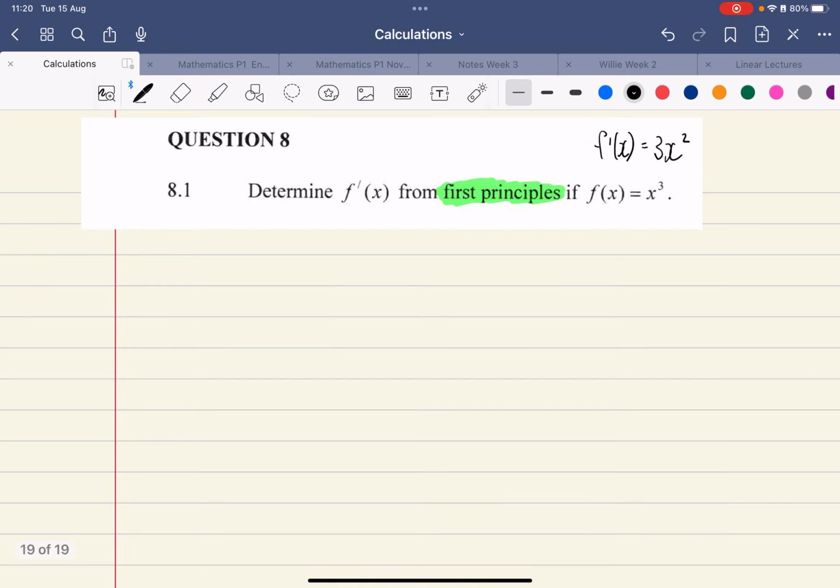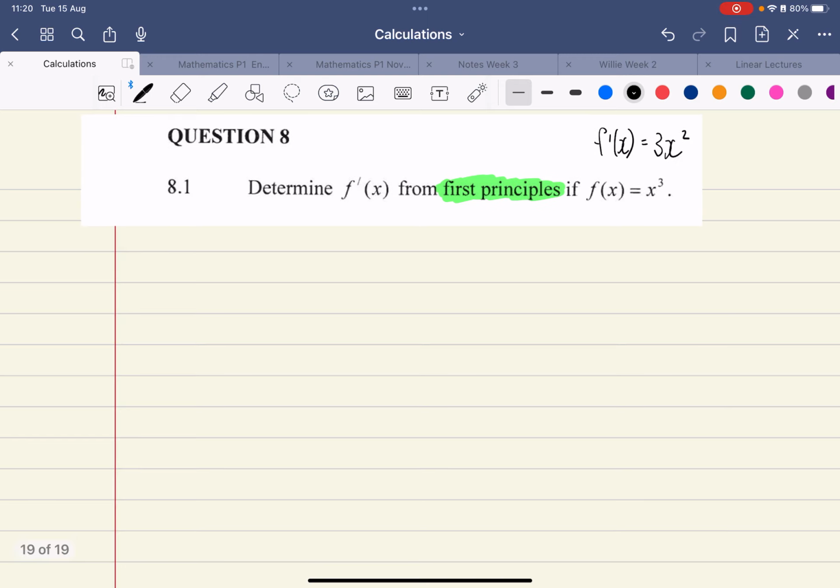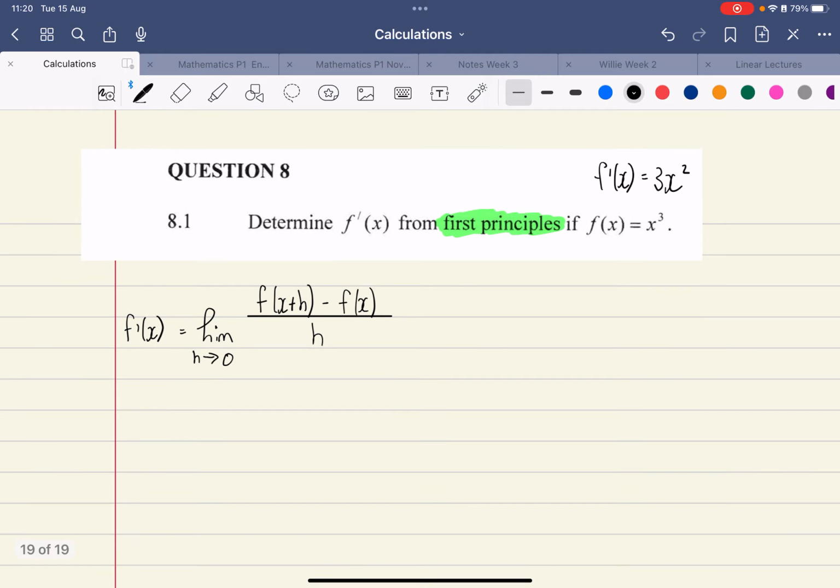Alright, so the first principles formula looks like this. f dash of x will equal the limit as h approaches 0, so it never actually gets to 0, it approaches 0, of f of x plus h minus f of x, all over h. So this is our formula. We have a limit and we have some expressions for f of x, where the one has a plus h in it and the other one is just f of x.